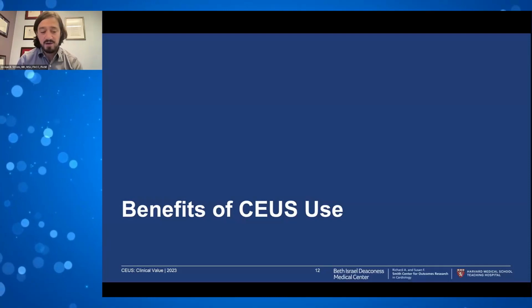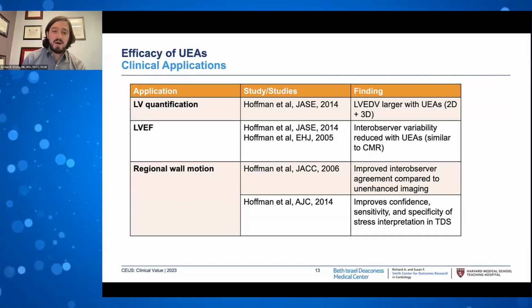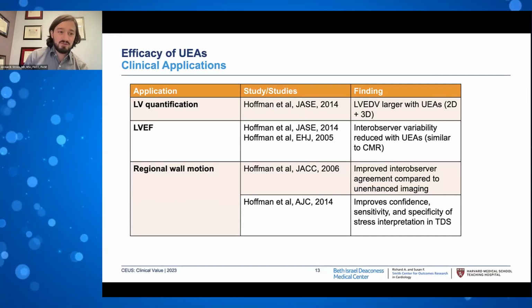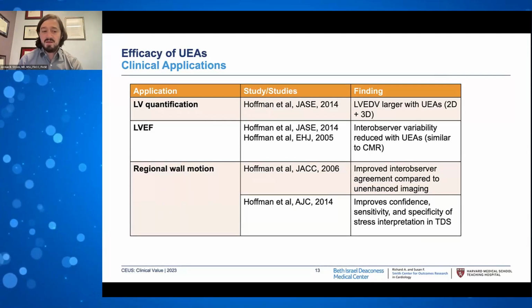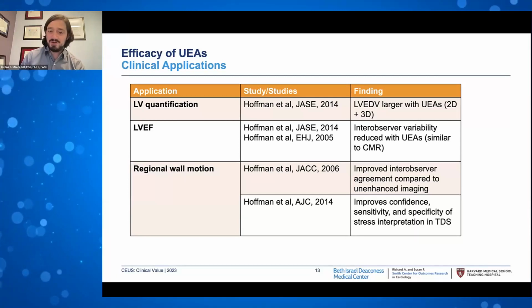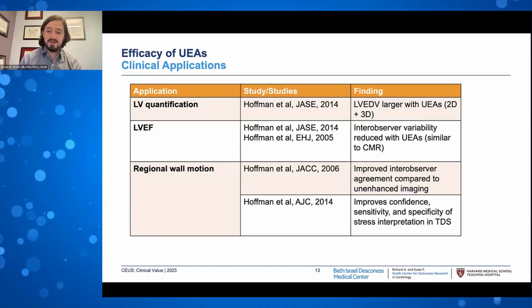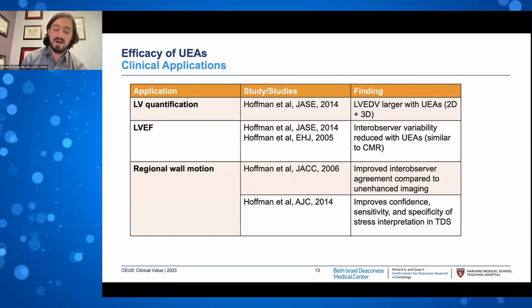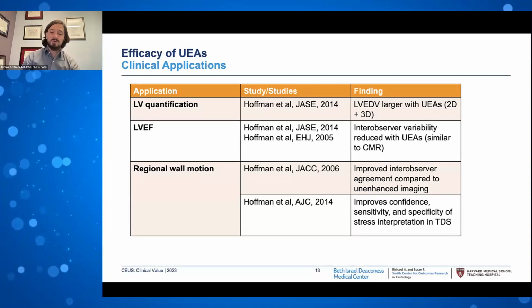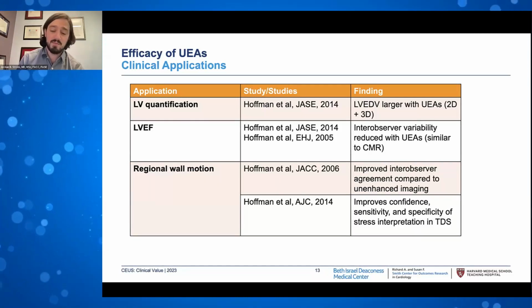So with that in mind, we've established that it's underused. What are the benefits of using it? Many of them have already been mentioned, but this is just a couple of summary slides looking at these. For left ventricular quantification, the LV diameters are larger with ultrasound enhancing agents. In fact, the inter-observer variability in LV ejection fraction is reduced with ultrasound enhancing agents and becomes similar to that of cardiac MRI.